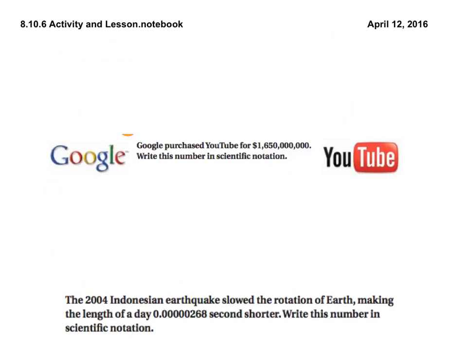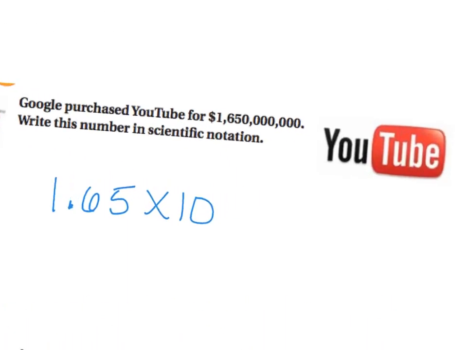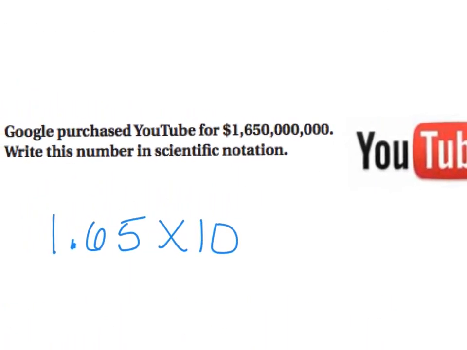Yep. Now, it says Google purchased YouTube for this much money. Write this number in scientific notation. So we have to put 1.65. Remember, after the decimal can be as many numbers as you want. So 1.65 times 10 to what power? And now we need to look at counting the decimals. We put the decimal here. We want it to be here, which means if we move it to the right, it makes it bigger, positive. So we've got 3, 6, 9 places.